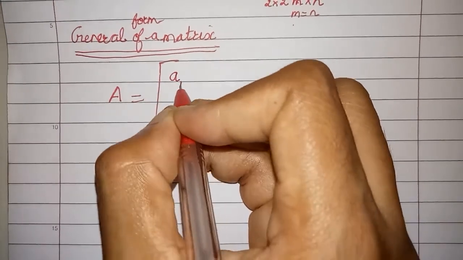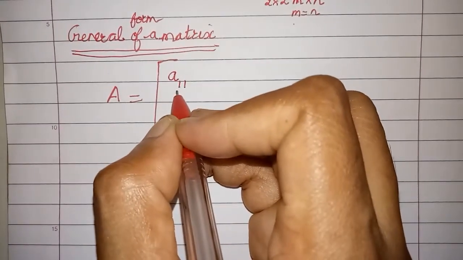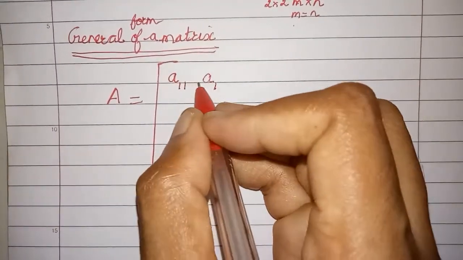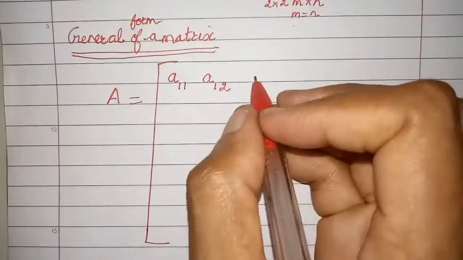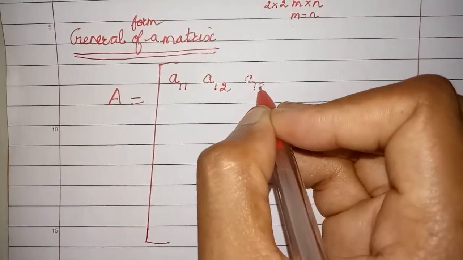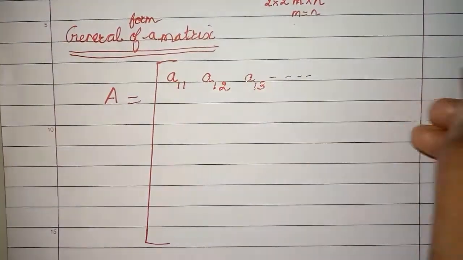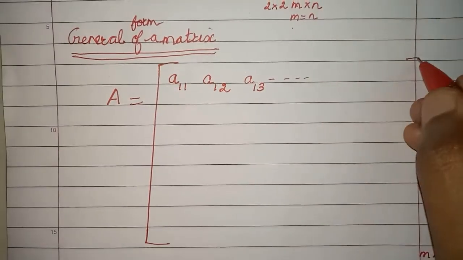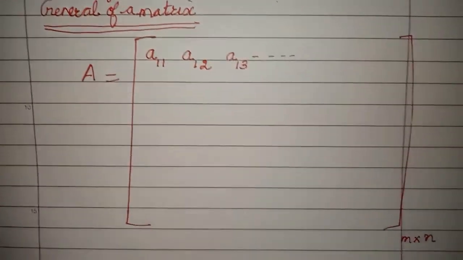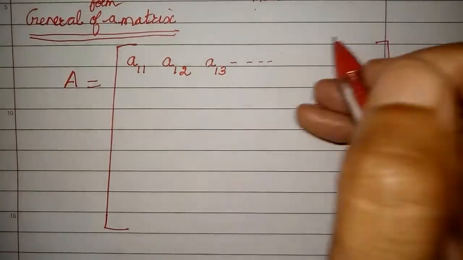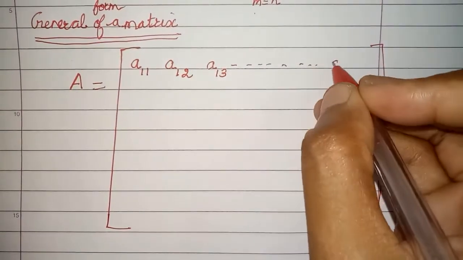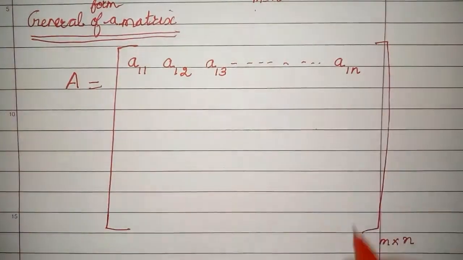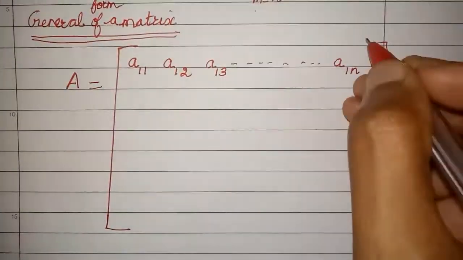So I will write here a11. What do you mean by a11? First row, first column. First row, second column. First row, third column. So on and so forth. Now suppose I am deciding the order of the matrix as m cross n. So it will be this way, m cross n. So a11, a12, a13, so on and so forth. I will have till a1n. Why n? Because there are n columns. First column, second column, third column, nth column.